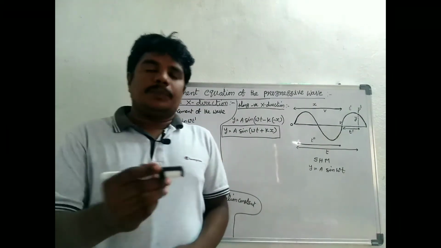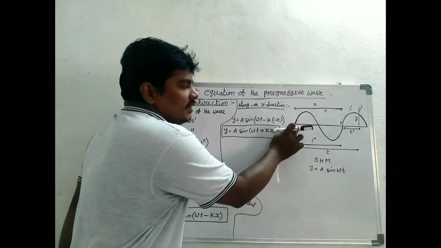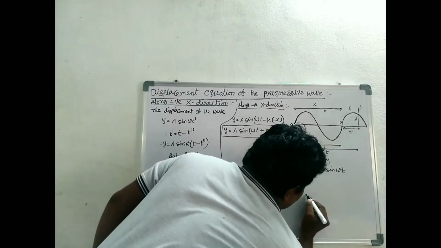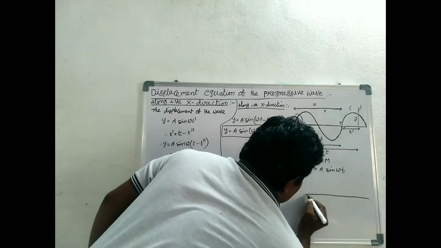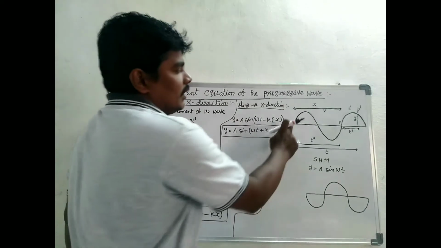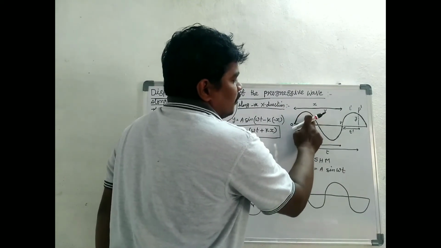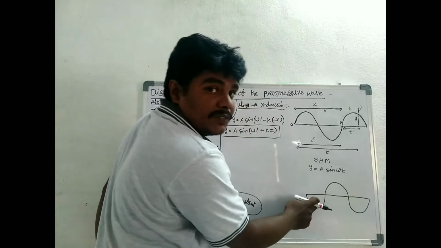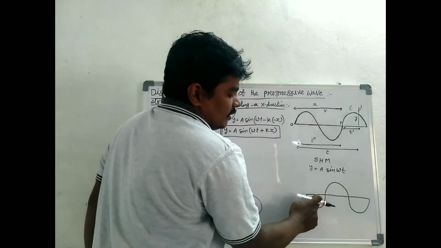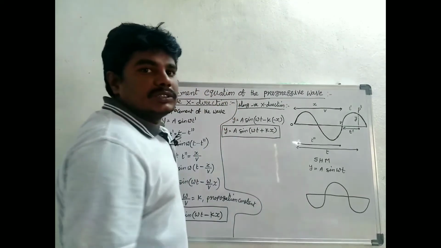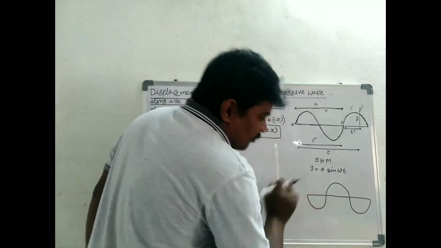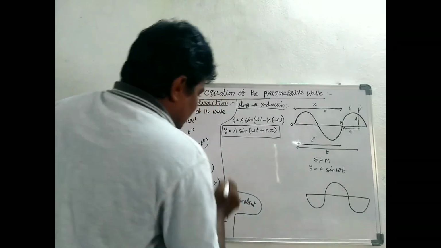Suppose in the process of giving the jerk, a trough is formed, like this. Here a crest is formed, but here a trough is formed. Here the string is vibrating upwards, here the string is vibrating downwards. So in the process of giving the jerk, if a trough is formed, then what is the wave equation?